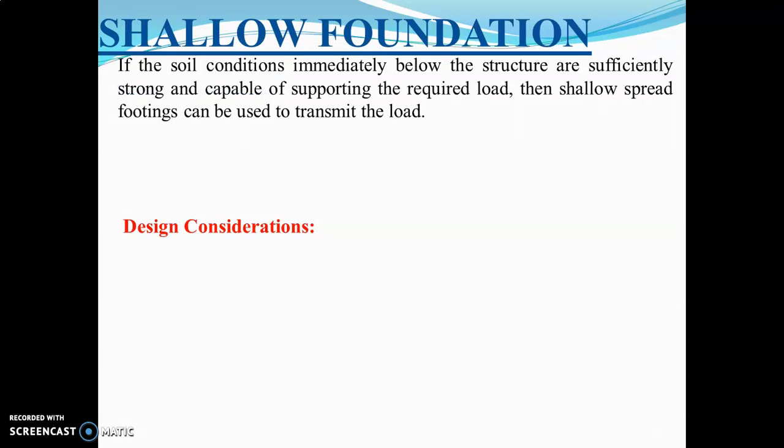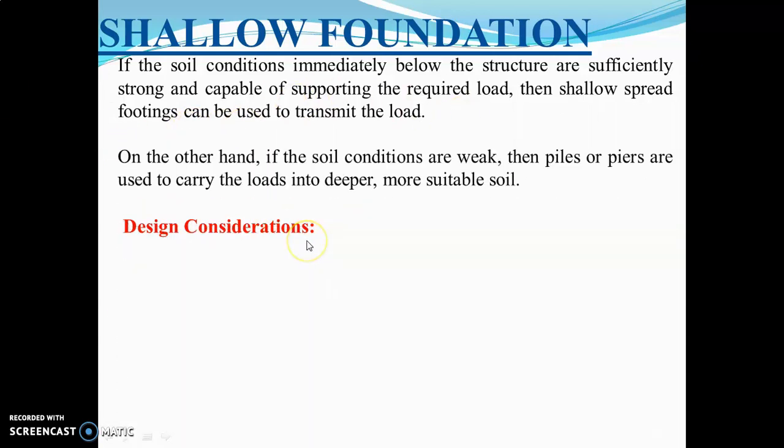If the soil conditions immediately below the structure are sufficiently strong and capable of supporting the required load, then shallow spread footings can be used to transmit the load. On the other hand, if the soil conditions are weak, then piles or piers are used to carry the loads into deeper, more suitable soil. This is for deep foundation. This is for shallow foundation.